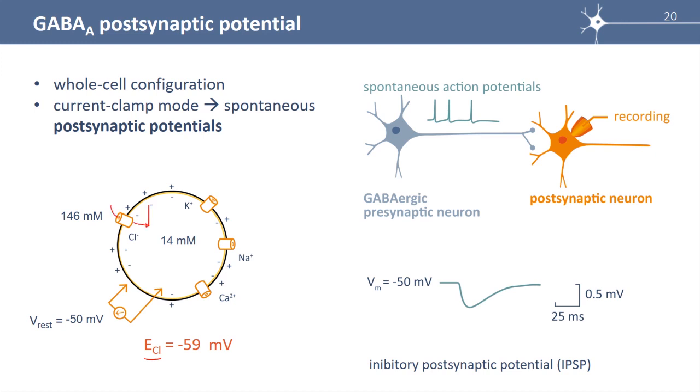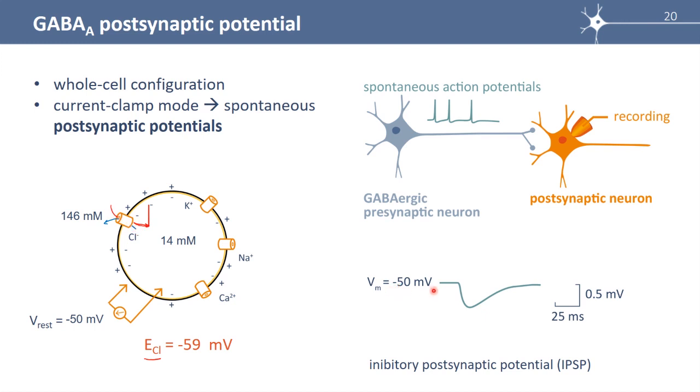Due to the concentration gradient, chloride ions have a tendency to enter the neuron. But due to the electrical gradient, chloride ions have a tendency to exit the neuron because they are attracted by the plus charges on the outer side of the membrane. The two forces are equivalent at ECl. So at minus 60 millivolts, there is no net flux of chloride ions, no current, no change of potential.